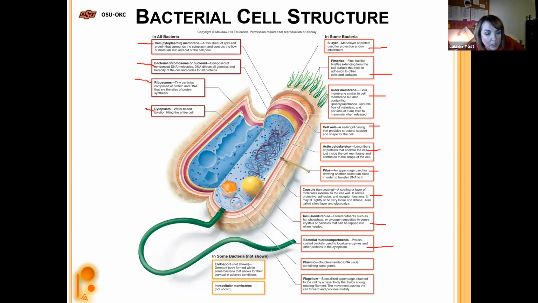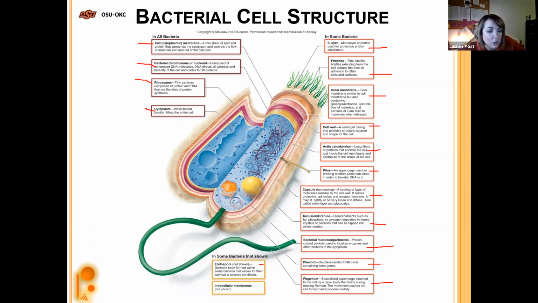Bacterial microcompartments, again, similar thing, just junk. Don't worry about that. It contains whatever stuff. The plasmid, that's the extra little bit of DNA. It's not part of the actual chromosome itself, but it does confer things like antibiotic resistance, extra genes that help it out. And then the flagellum, some of them have, that is for locomotion, moving around.